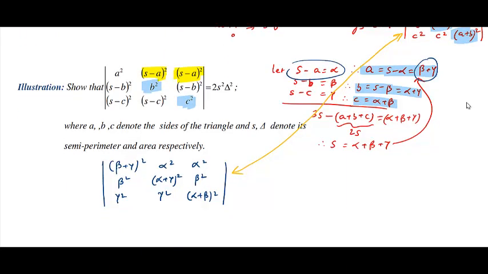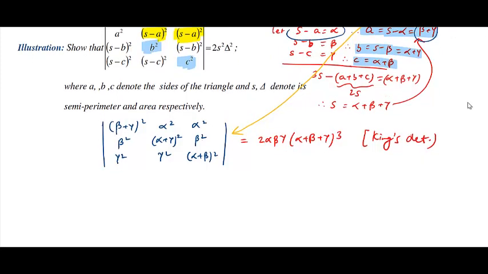So now what we get is, the value of this expression becomes 2 times alpha beta gamma times (alpha plus beta plus gamma) whole cube. I am directly using the result of the King's determinant here. And this value is the same as 2 times (s minus a)(s minus b)(s minus c) from the above substitutions, and alpha plus beta plus gamma that we wrote here was equal to s.